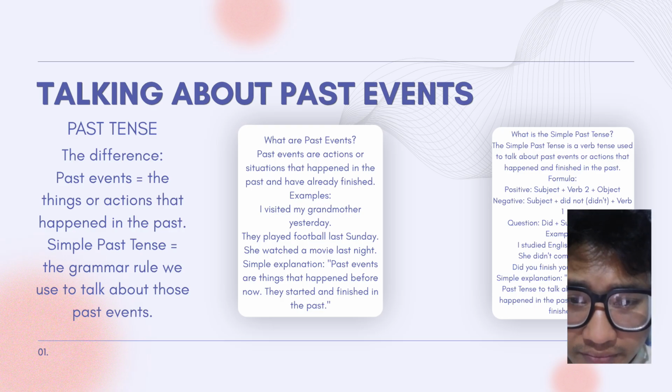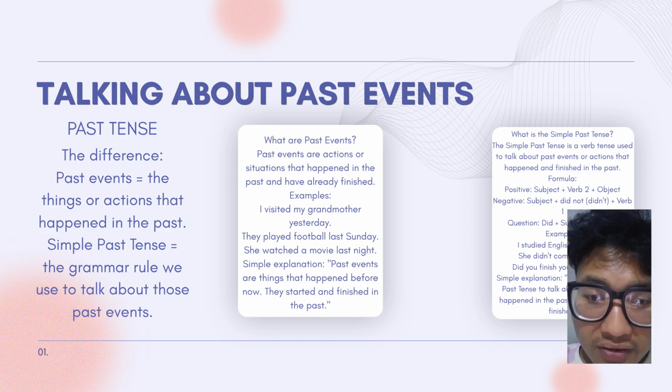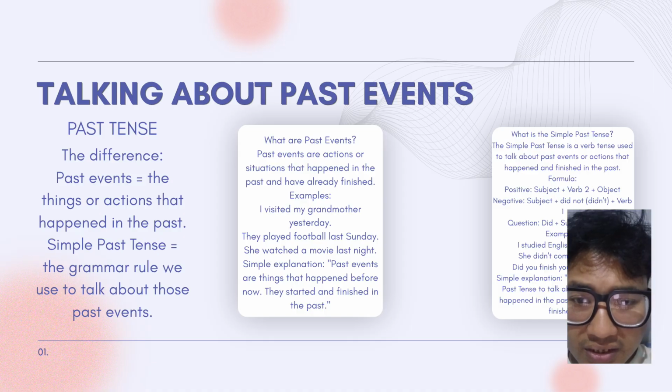For the example, I studied English yesterday. She didn't come to school. Did you finish your homework? For a simple explanation, we use the simple past tense to talk about actions that happen in the past and are already finished. What's the difference? Past events are the things or actions that happen in the past. Simple past tense is the grammar rule we use to talk about those past events.